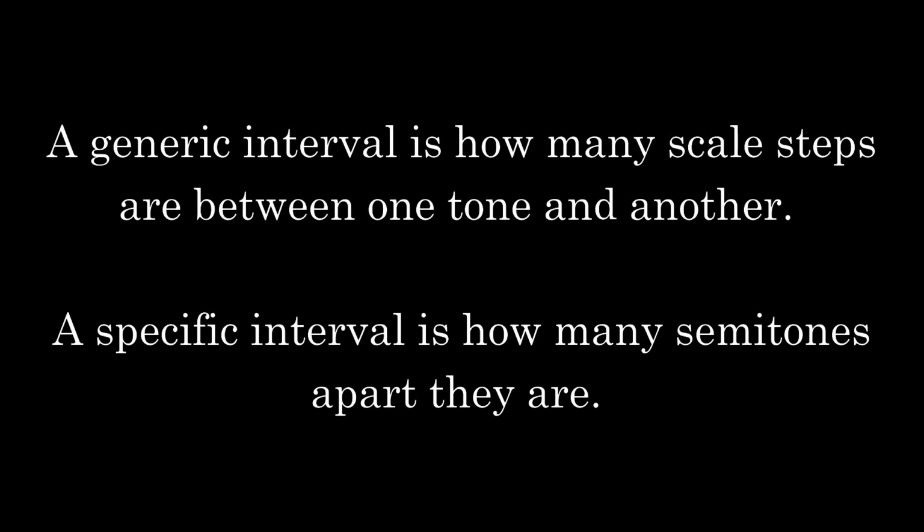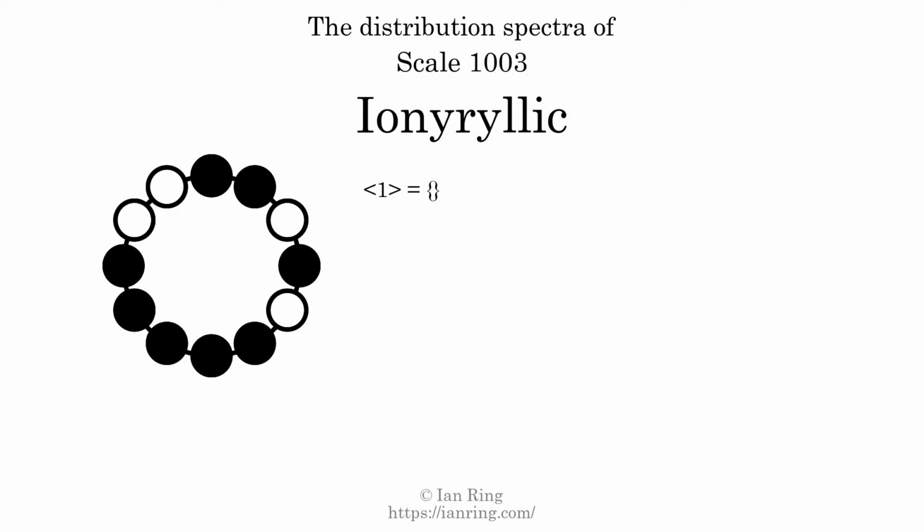A generic interval is how many scale steps are between one tone and another. A specific interval is how many semitones apart they are. The generic interval of one scale step comes in three different specific interval sizes: 1 semitone, 2 semitones, and 3 semitones. The spectrum width of this generic interval is the highest, 3, minus the lowest, 1, which equals 2.